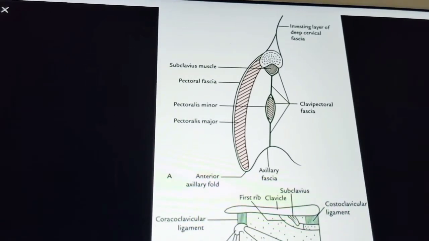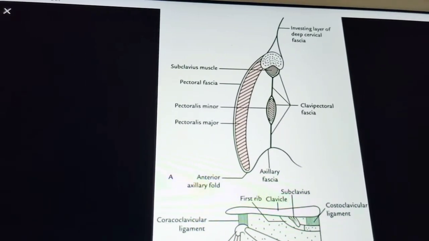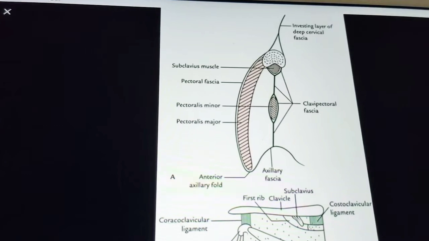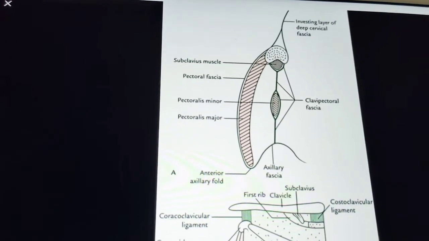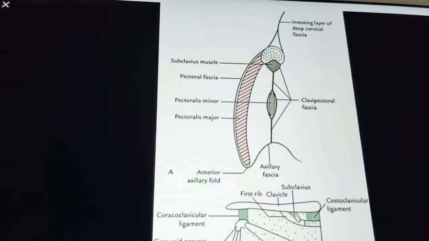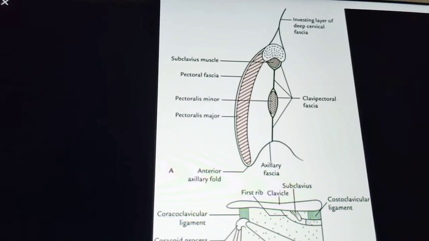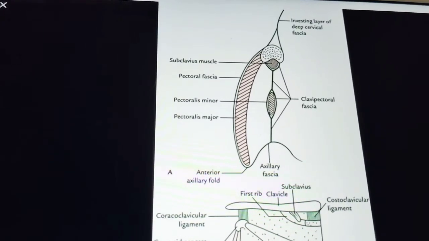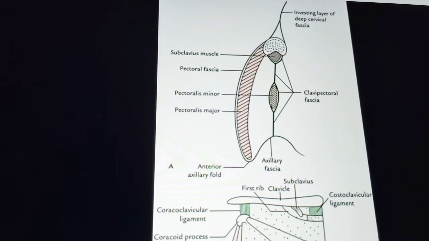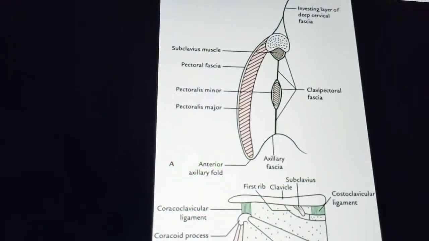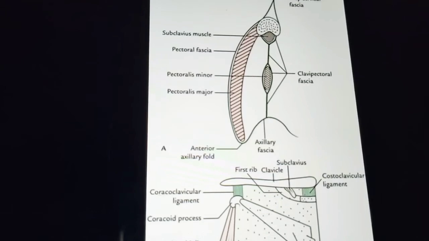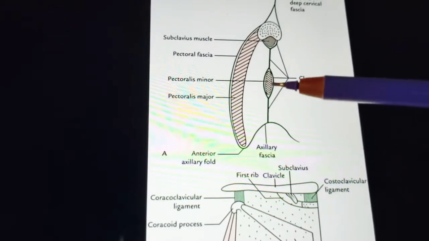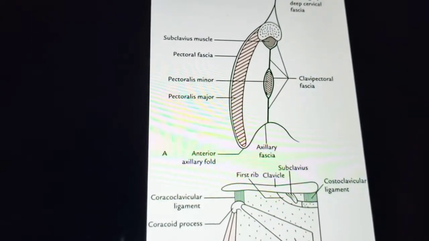And to the axillary sheet. Yeah, the posterior lamina is fused to the investing layer of deep cervical fascia and also to the axillary sheet, right? And inferiorly, the clavipectoral fascia splits to enclose the pectoralis minor muscle. Yeah, you can see here it's splitting to enclose the pectoralis minor muscle.